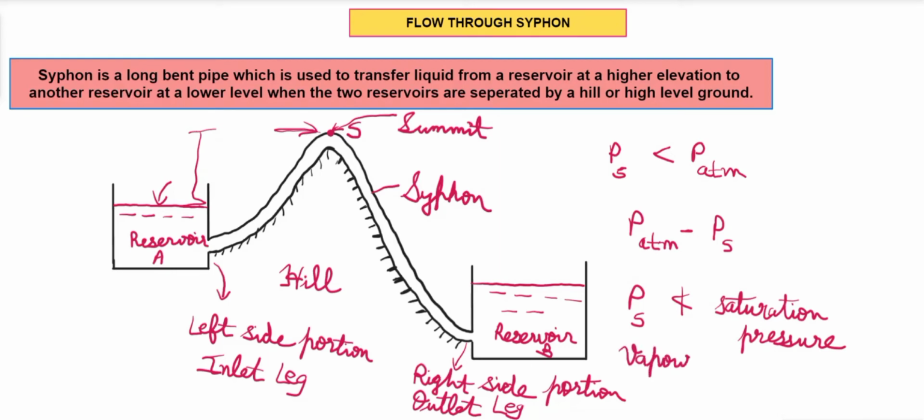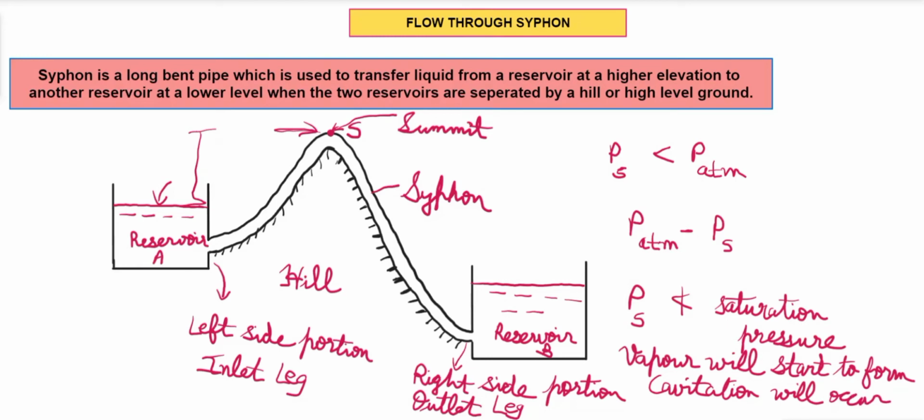If the pressure falls below the saturation pressure, vapor will start forming, and because of which cavitation will start to occur in the siphon, and definitely when cavitation will occur, the flow of water will get obstructed. So it is necessary that the pressure PS should not fall below the saturation pressure of the liquid.